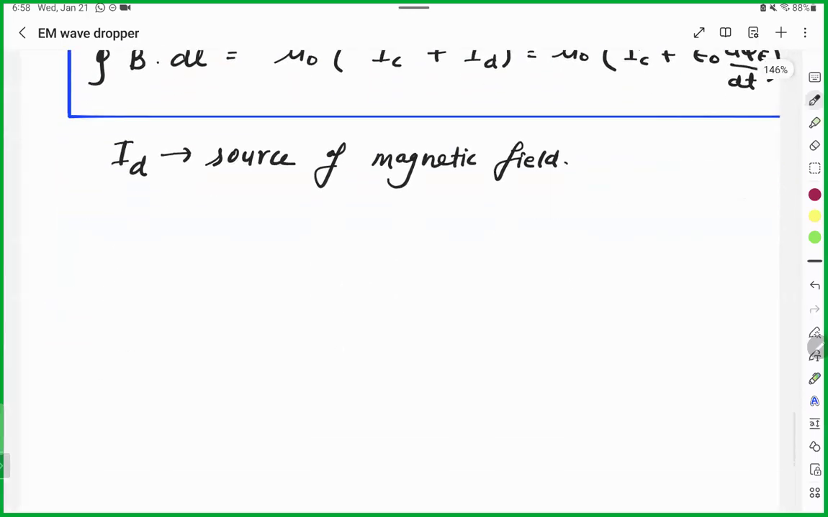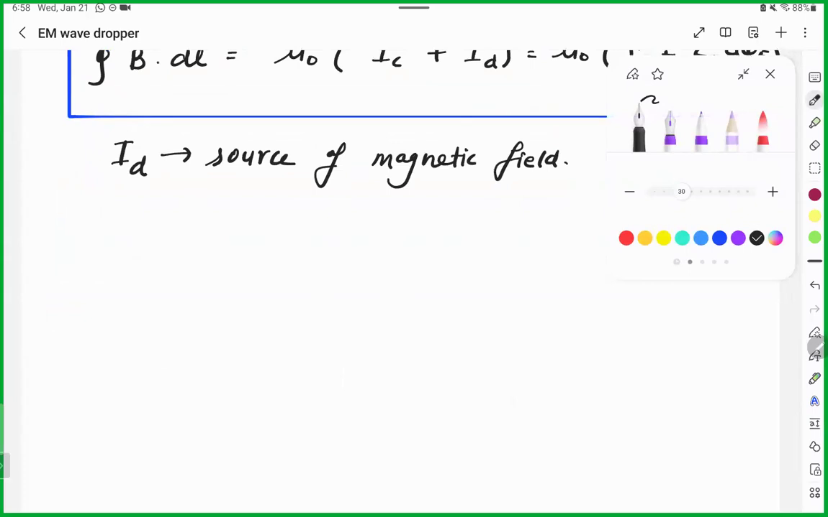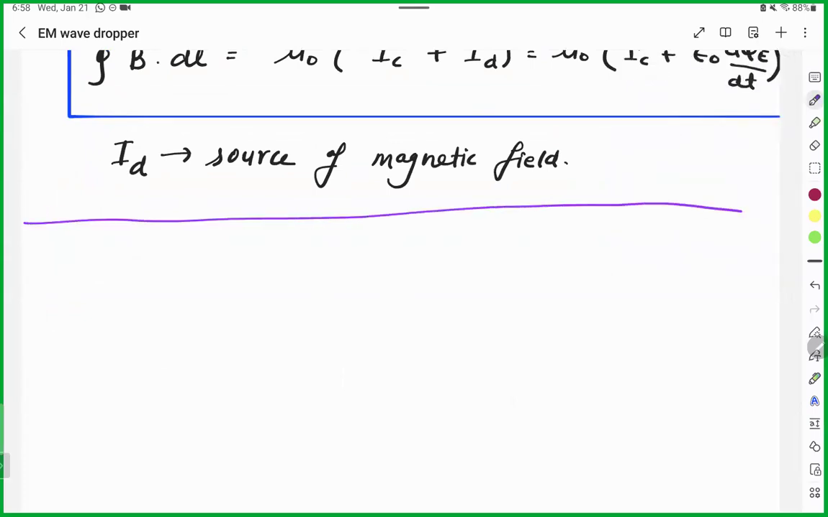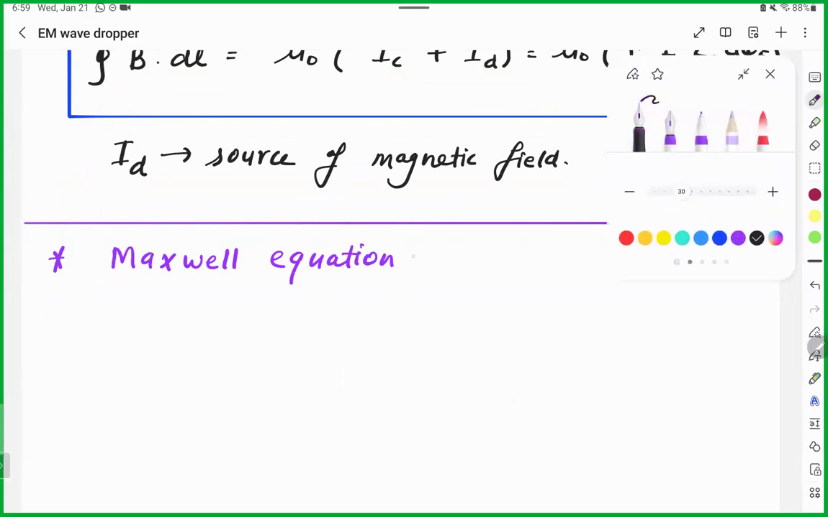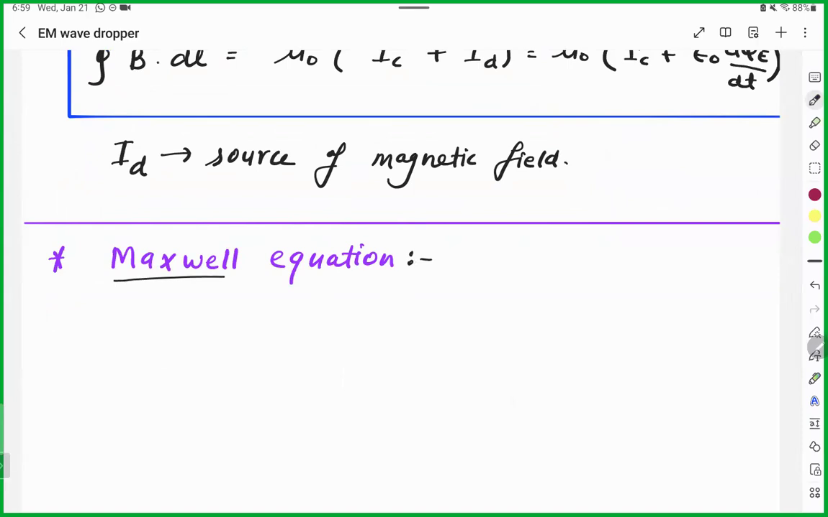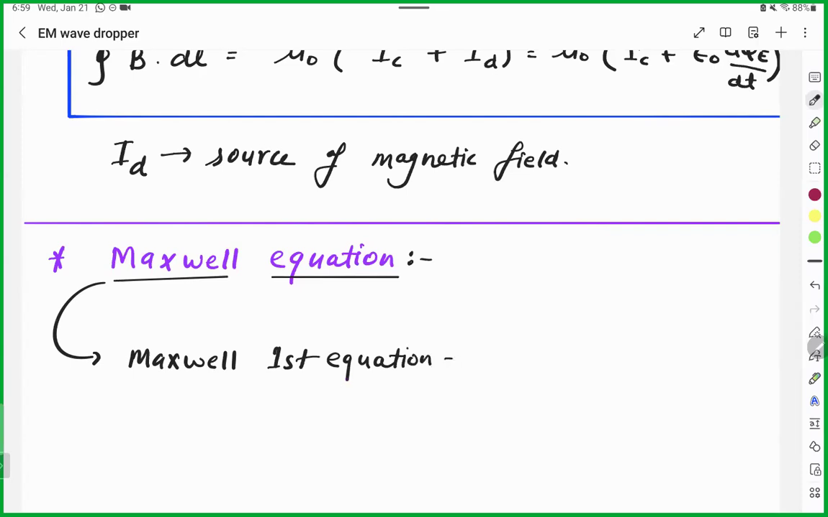After that, we have the four equations of Maxwell, who used the other laws and said that these are the Maxwell equations. He studied all the previous equations given by different scientists and based on that he gave four important equations. Maxwell's first equation is your Gauss law of electrostatics.